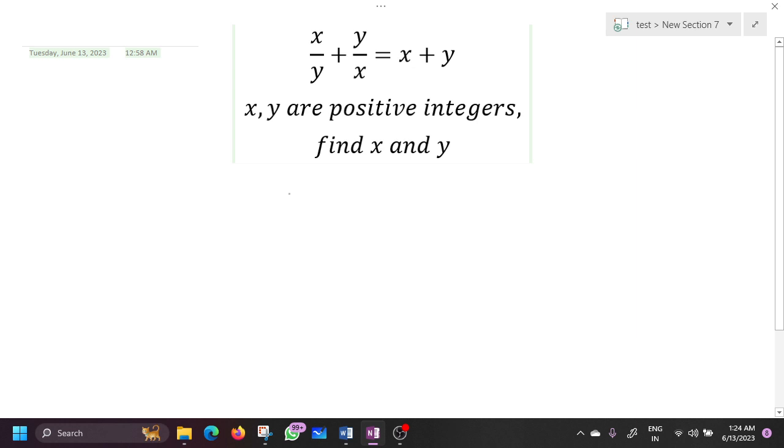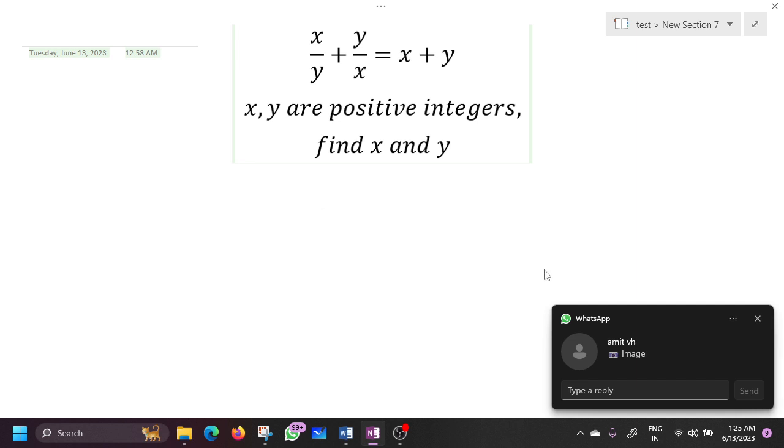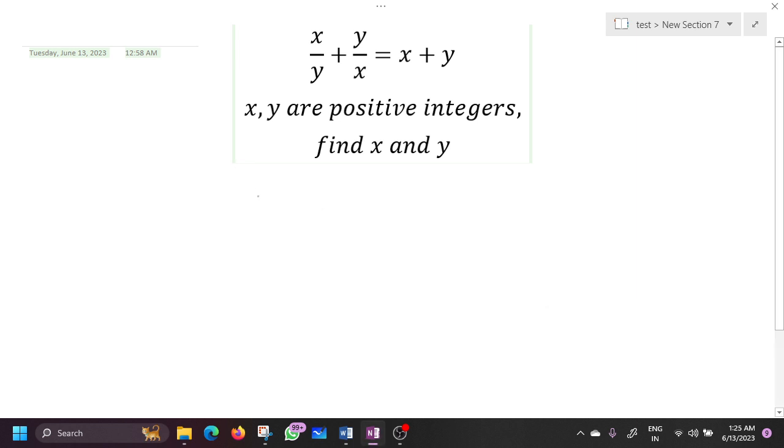So in this case, I'll do this question in two ways. One will be the algebraic method and the other involves a higher concept. So let's first understand the basic concept.